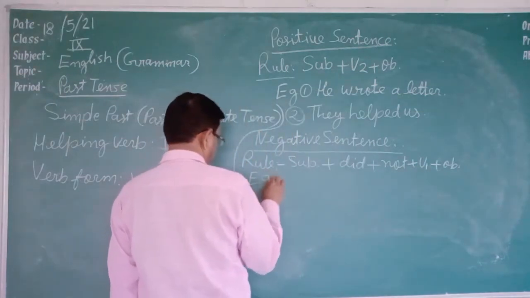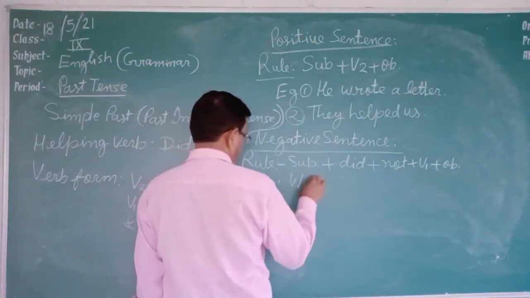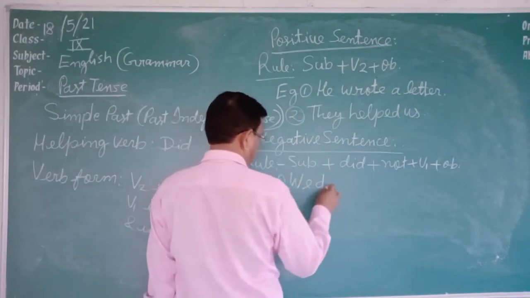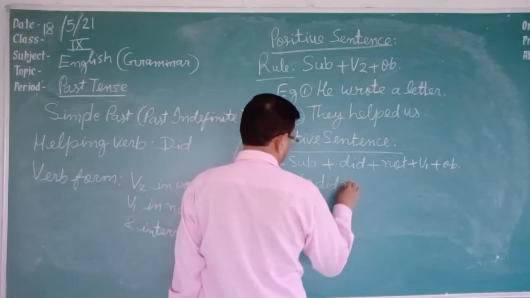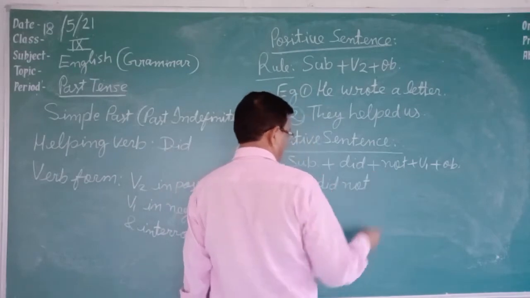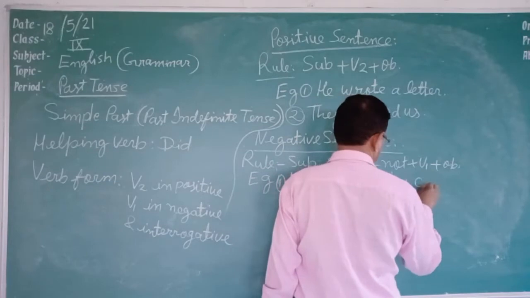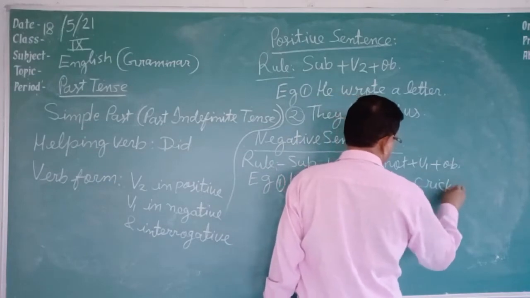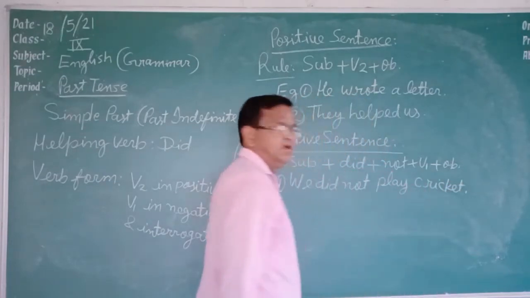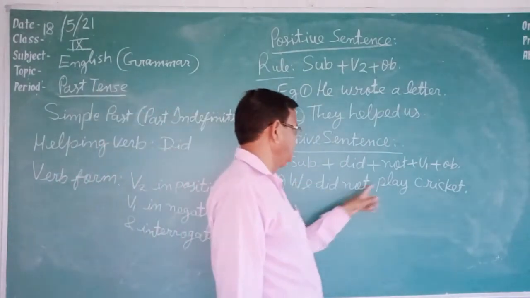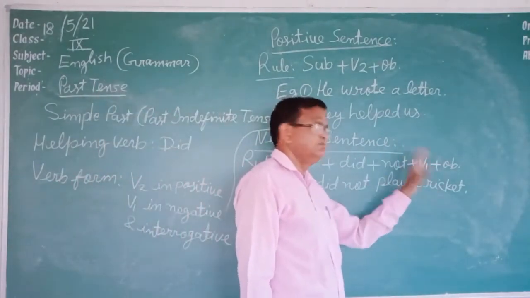First example: we did not play cricket. We did not play cricket. We is the subject, then did has been used, then not, then play, the first form of the verb, then the object.